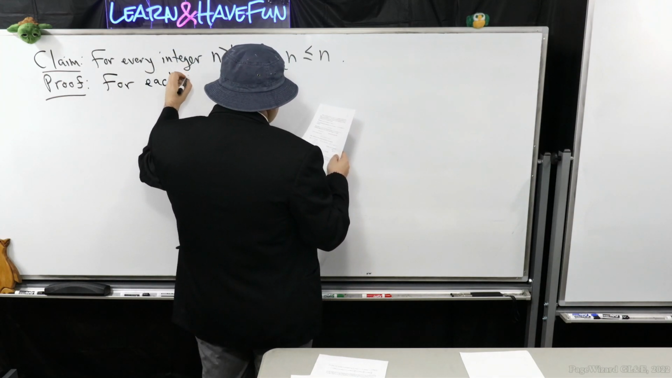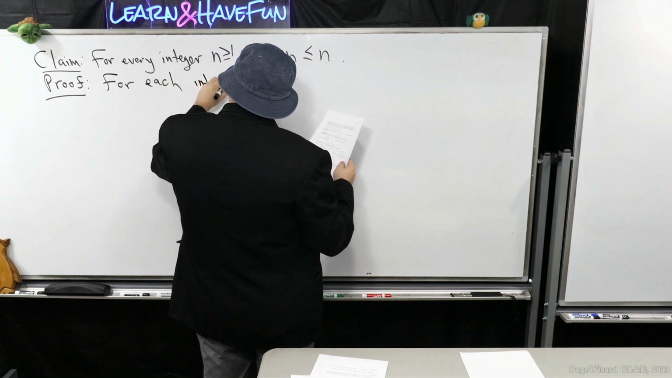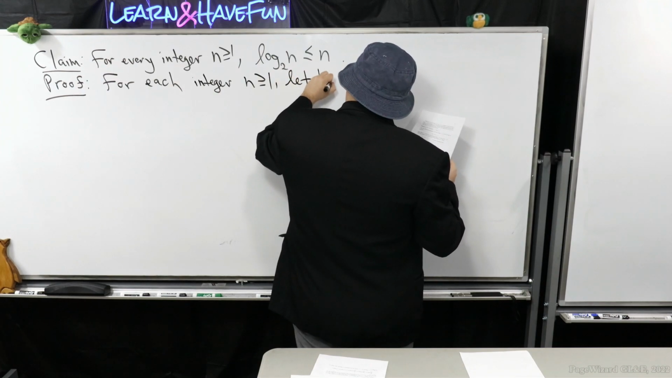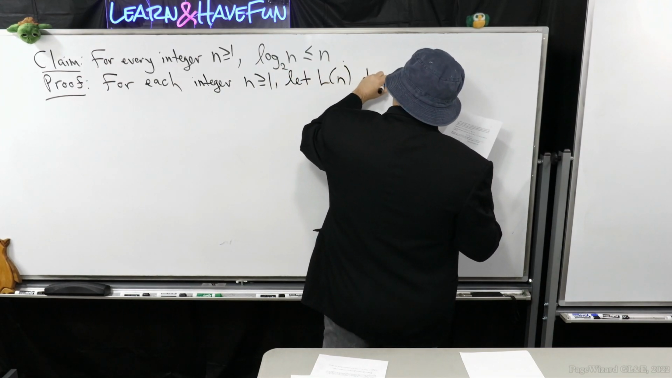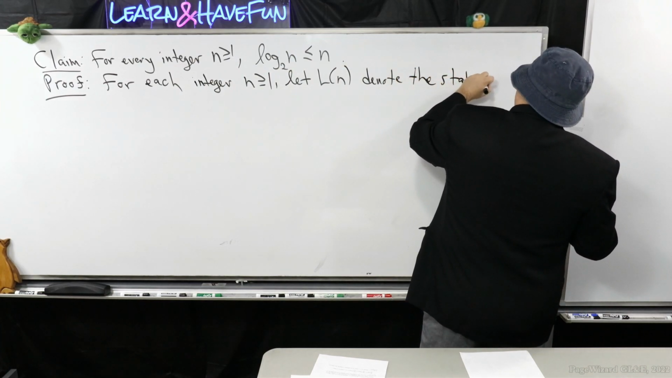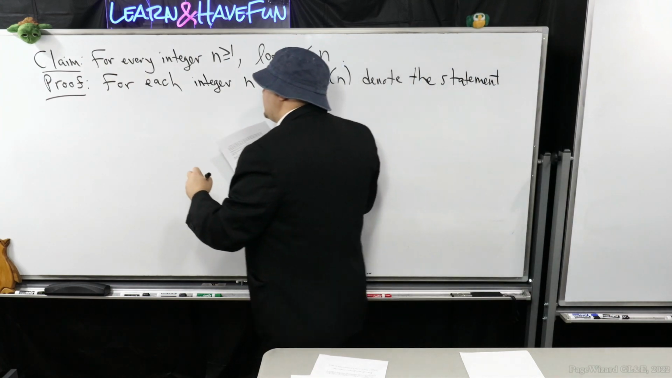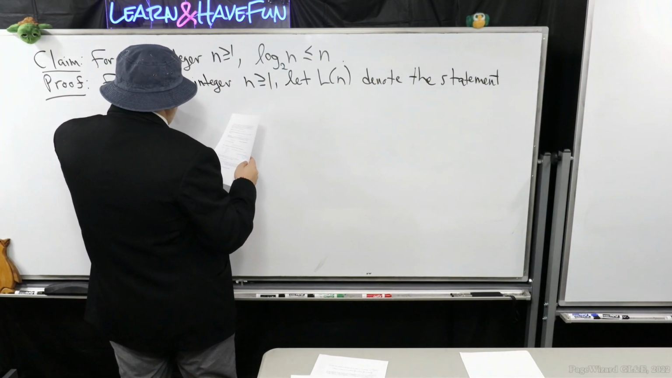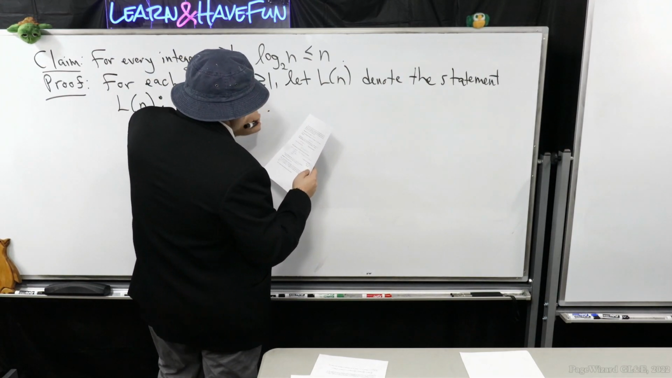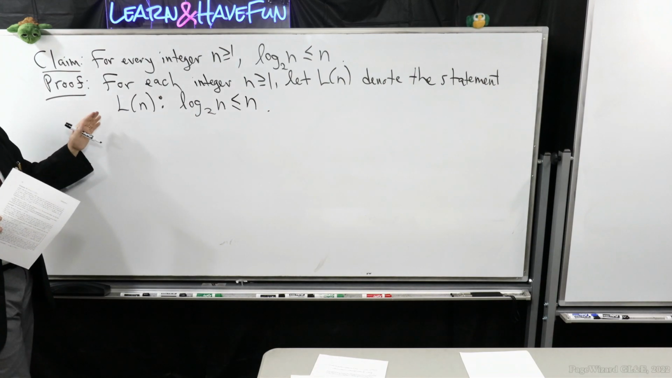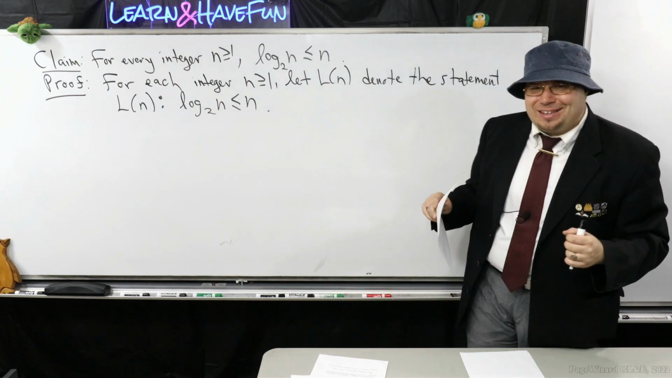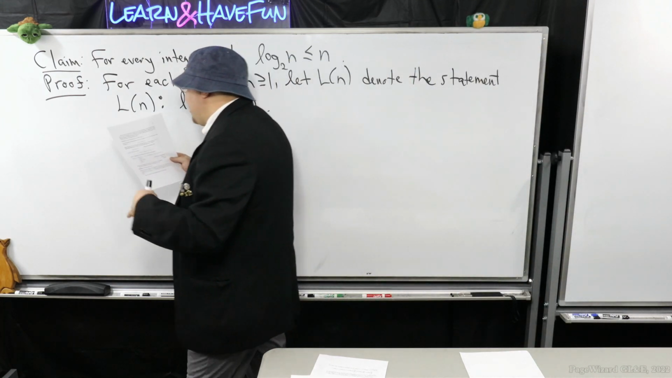For each integer n greater or equal to 1, let L of n denote the statement as follows. So L of n is log base 2 of n is less than or equal to n. So what I need to do is prove this for all n greater or equal to 1. If we could do that, we win. We've proven the claim. So I formalize the statement.